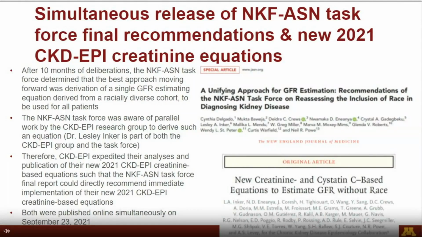And in fact, Dr. Leslie Inker was on both the NKF-ASN task force and as part of the CKD-EPI research group. Therefore, CKD-EPI expedited their analyses and publication of their new 2021 equations, such that the task force final report could directly recommend immediate implementation of their new race-free equations. Both documents were then published online on September 23rd, 2021.